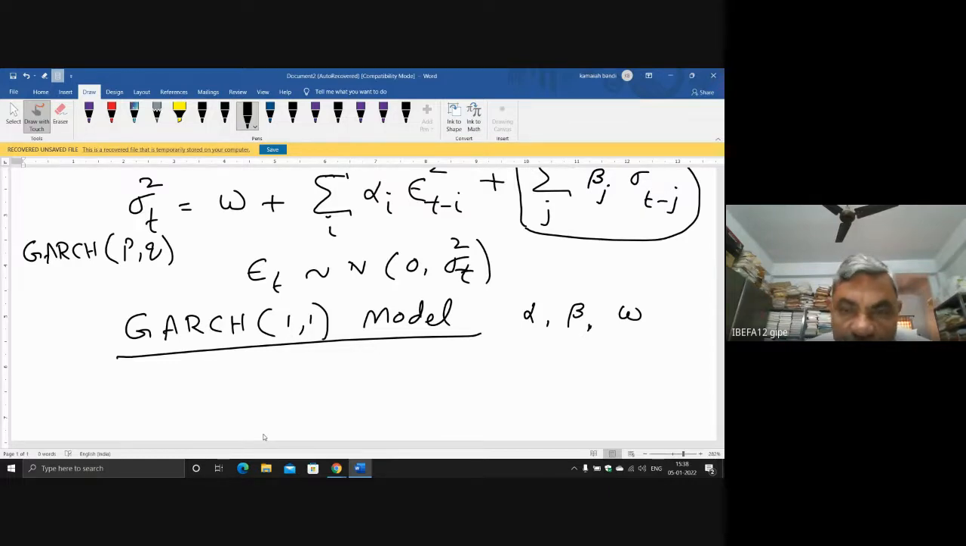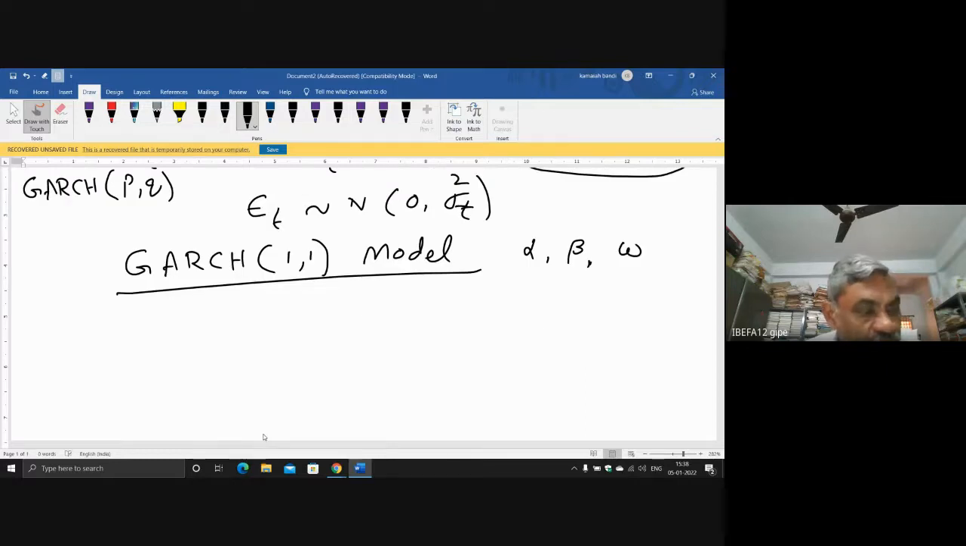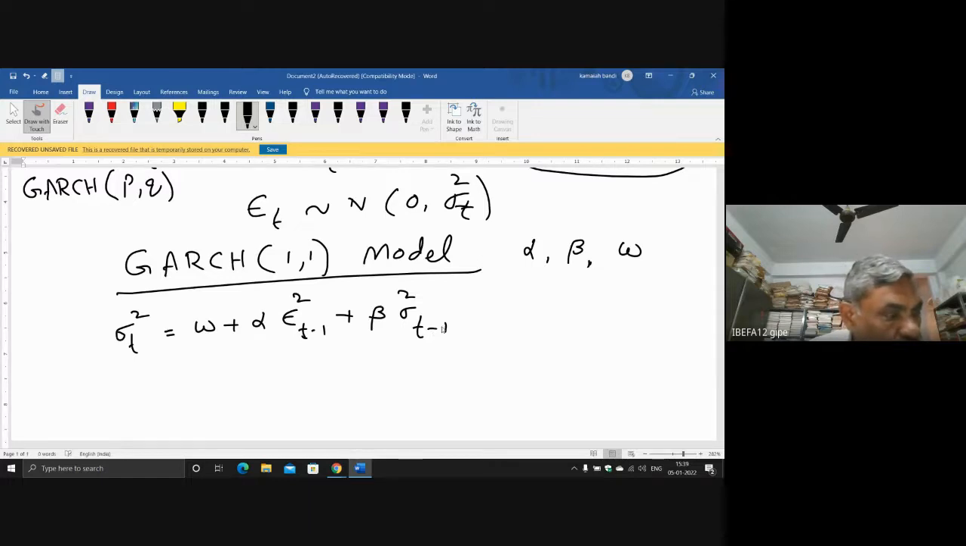So is the taking down over? Yes, sir. So when it is GARCH(1,1), then the conditional variance equation may be specified as sigma square t equals omega plus alpha epsilon t minus 1 square plus beta sigma square t minus 1. So here we have the following parameters. Mu. What is mu?